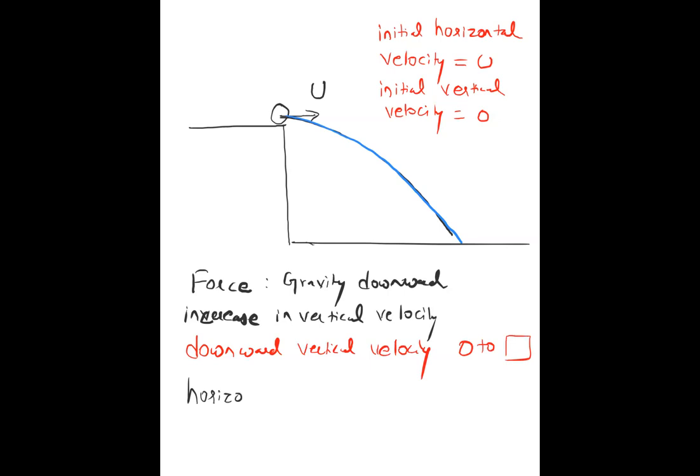If you assume that there is no air resistance, the horizontal velocity will remain the same because there is no force acting on that object once it has been thrown in the horizontal direction. So horizontal velocity will remain constant during the entire journey of the particle, and it will remain as u. And vertical velocity will be initially 0, and finally it will have a certain value.